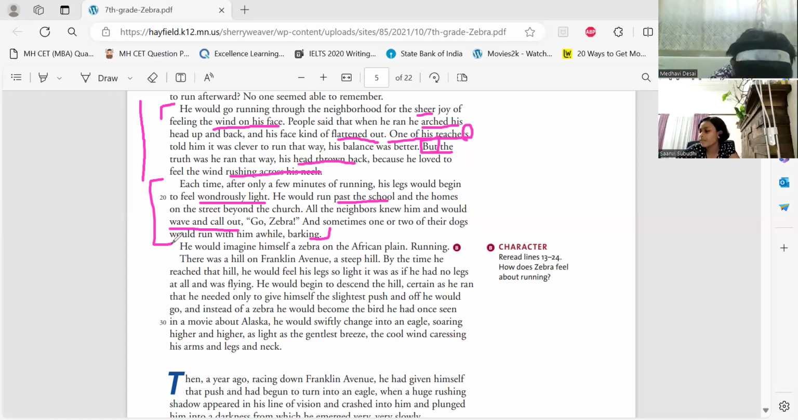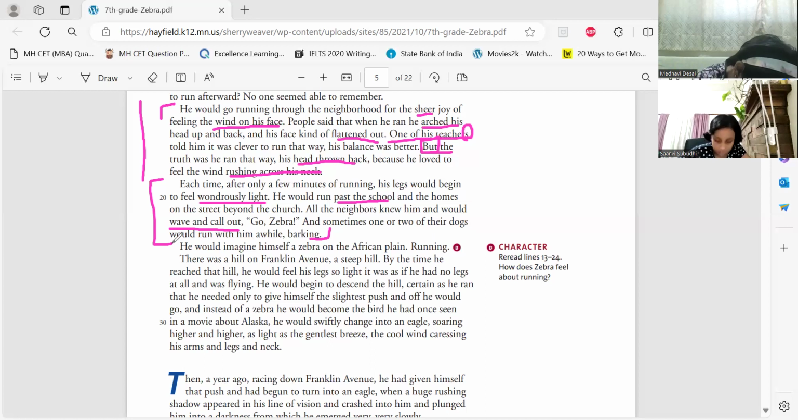Wondrously light. That means wow. Wondrously light. See the spelling. It's wondrous. He would run past the school. He would cross the school. Generally, you say like that. He would run past the school.